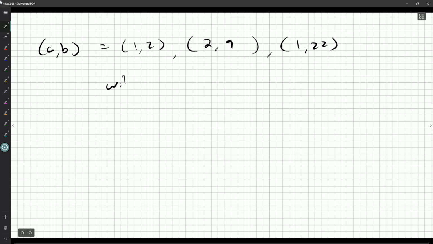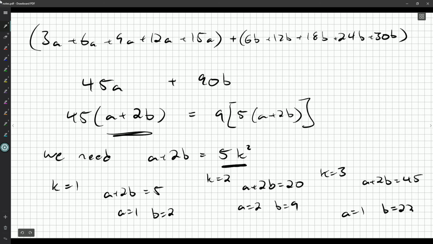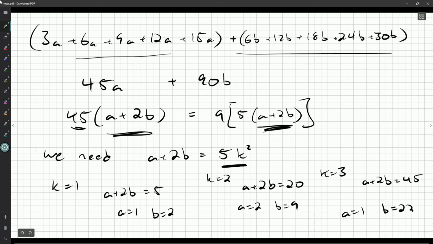Okay, so (A, B) equals (1, 2), (2, 9), and (1, 22) will work. We don't need all the pairs, we just needed 3 of them. So this was more a question of simplifying the expressions. That was probably a mark. Taking out the 45, realizing you needed the extra factor of 5, and then probably a mark for each correct one. Something like that, I imagine.